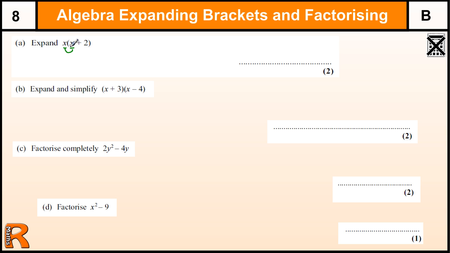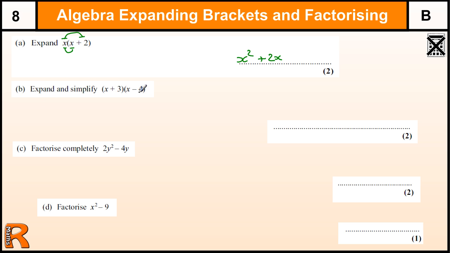We multiply each term in the bracket by the term on the outside. So we've got x times x, which is x squared. And we have x times 2, which is 2x. And because of the plus, we are adding them. There's going to be 1 mark for each part of that.